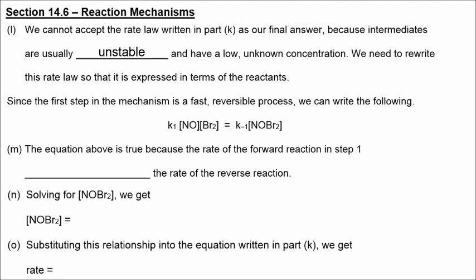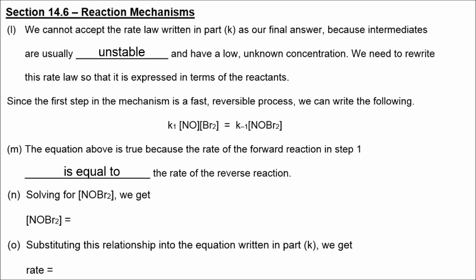Let's go back to the first step. The first step was a rapid equilibrium. Remember that an equilibrium has both a forward rate and a reverse rate, and they are equal. So the rate of the forward reaction would be K1, so the rate constant, times NO and Br2, those concentrations, and that's equal to the rate of the reverse reaction. So I've written K -1, just the different rate constant, with the concentration of NOBr2. So the rate of the forward reaction is equal to the rate of the reverse reaction.